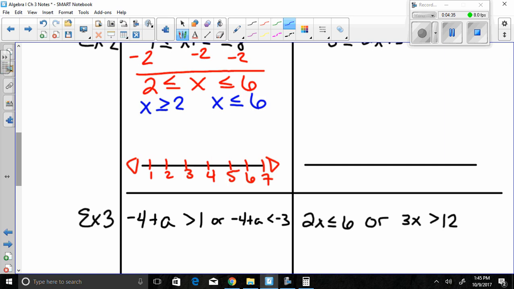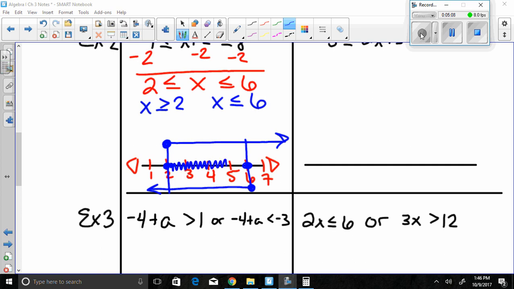So we would need to have a closed dot at 2, and we need to have a closed dot at 6. So this says x is greater than or equal to 2, which means it goes this way. X is less than or equal to 6, which means it goes this way. Because it's this and statement, x is greater than or equal to 2, and x is less than or equal to 6, that means we need the area where they overlap, which is here. So where we are actually coloring in is between the two. That's our answer right there.